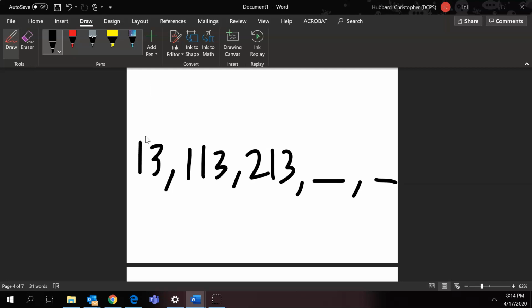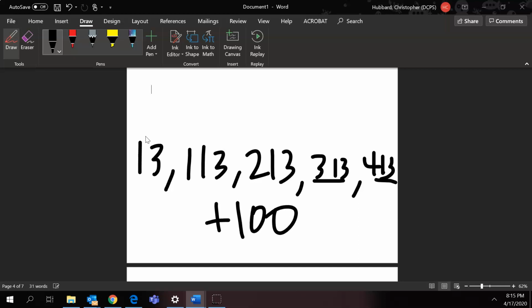Go ahead and fill in the two blanks and then tell me what the rule is that we're following. 10 seconds. Time's up. So if you wrote 313, then 413, and the rule 100 more, then you are correct.